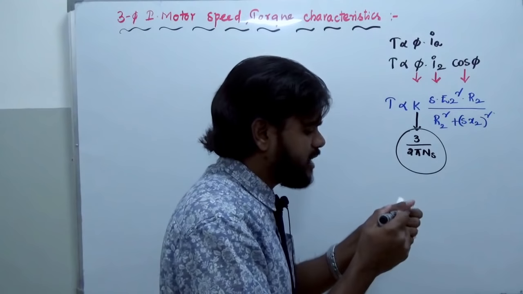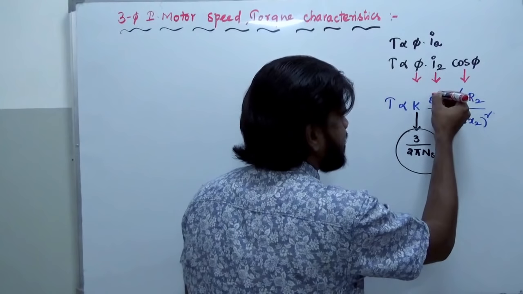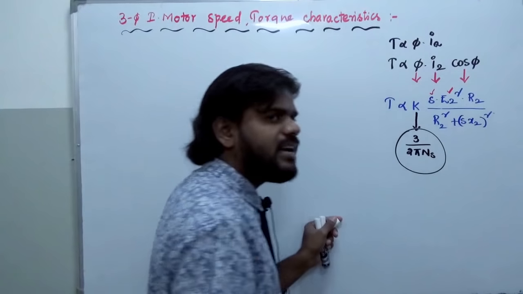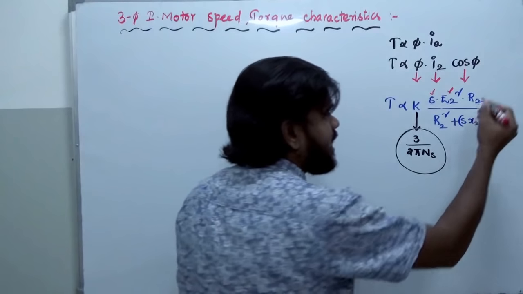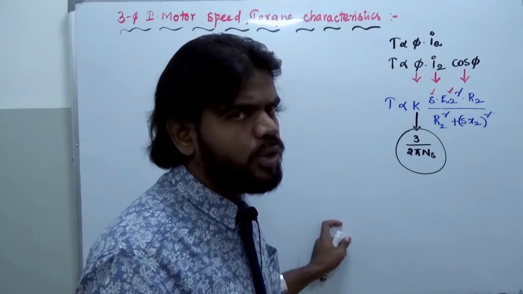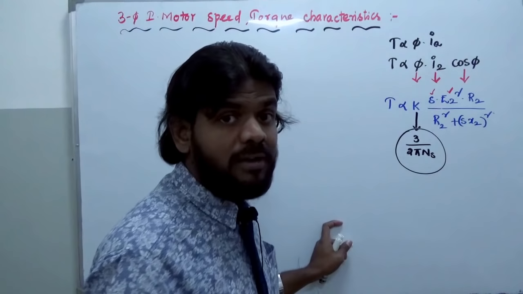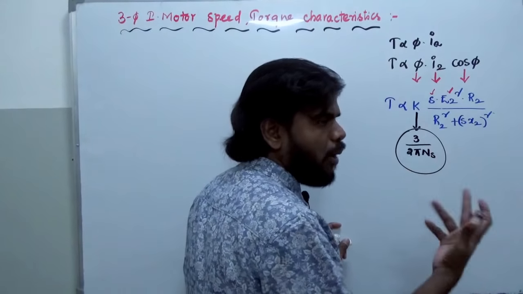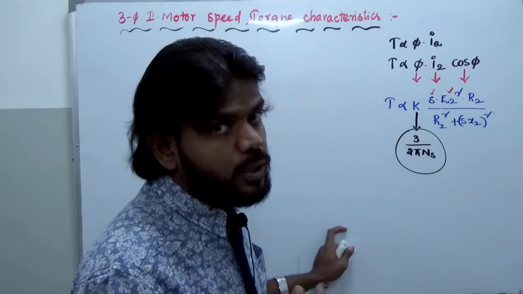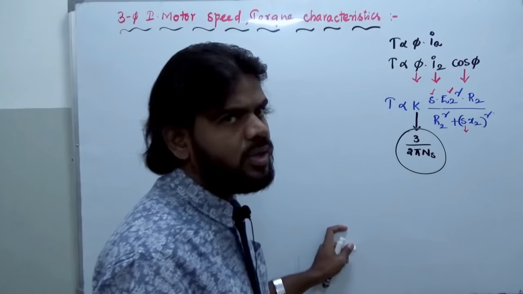And coming to the other parameters, let me give a detail of all these parameters. This is the slip that you have, and this is the EMF induced in the secondary winding of an induction motor. R2 is the resistance offered by the rotor winding. In the denominator, you have the impedance of the rotor, which is the combination of the resistance of the rotor as well as the reactance of the rotor. Now here there is one more time S is mentioned, S X2.